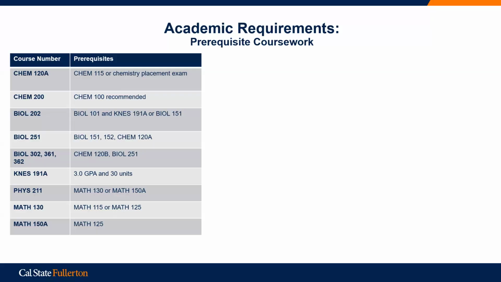So we have two pathways for that. Math 130, which is our calculus for life sciences. It is the one I tend to recommend for students on these pre-health pathways. But you can also do our Math 150A. If you do Math 130, you need to either take Math 115, college algebra, or Math 125, pre-calculus. If you do Math 150A, you need to take the Math 125 pre-calc.